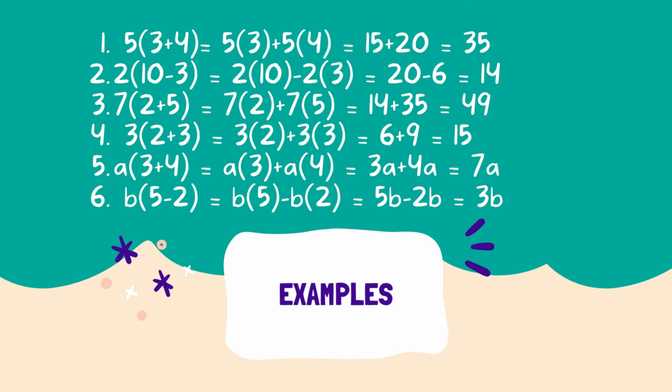The distributive property can also be used with an algebraic expression. So a times (3 plus 4): a times 3 is 3a, and a times 4 is 4a. 3a plus 4a is 7a. Number 6, b distributed to 5 minus 2: b times 5 is 5b, and b times 2 is 2b. So 5b minus 2b is 3b.